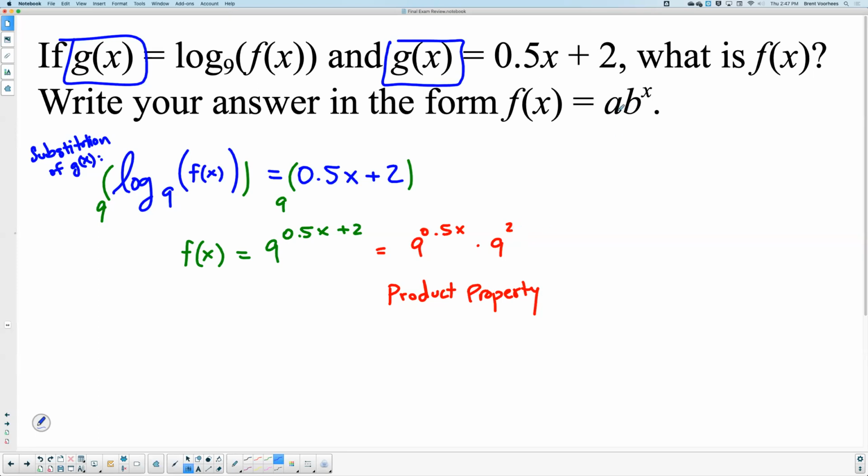Now 9 squared is going to become my a. So this time I want to put this in the front. That's a constant. What is 9 squared? 81. That's my a. Now I can do a little bit more work on my base here.